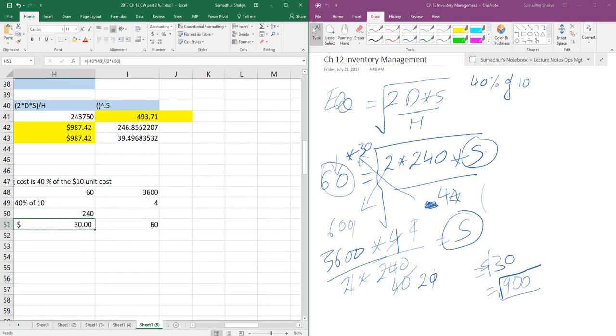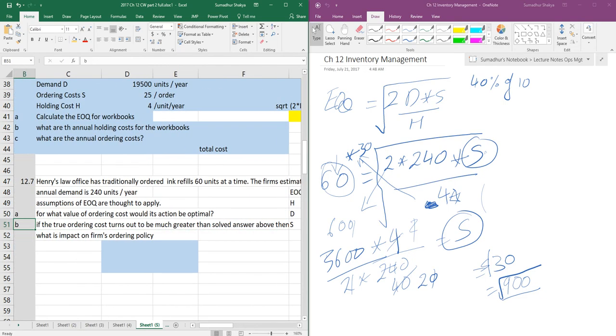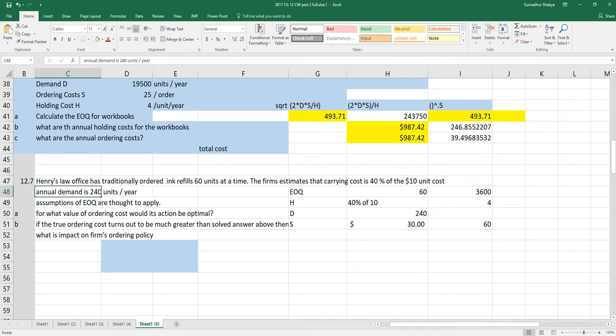So if our ordering cost goes to 900, then our optimal order quantity also goes up. Now let's say instead of 30, it goes to 60, then what happens? The optimal order to place is 84 ink refills instead of 60. So that way, I just wanted to show it to you.